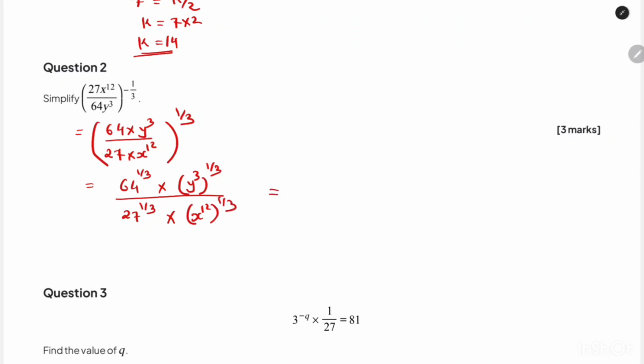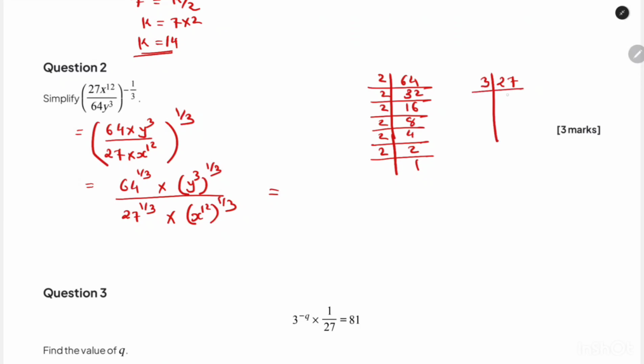After giving them separate powers, the 64 and 27 both have the fractional power. Same thinking, in fractional power, do the prime factorization of the base. So 64 to 32 to 16 to 8 to 4 to 2 and to 1. It is 2 raised to 6, and 27 is 3, 9, 3, 3 and 3, 1. So 27 is 3 raised to 3. So 2 raised to 6 power 1 by 3 into y raised to 3 into 1 by 3, because powers will be multiplied. 3 times 1 by 3 is 1 only. So that's y raised to 1.